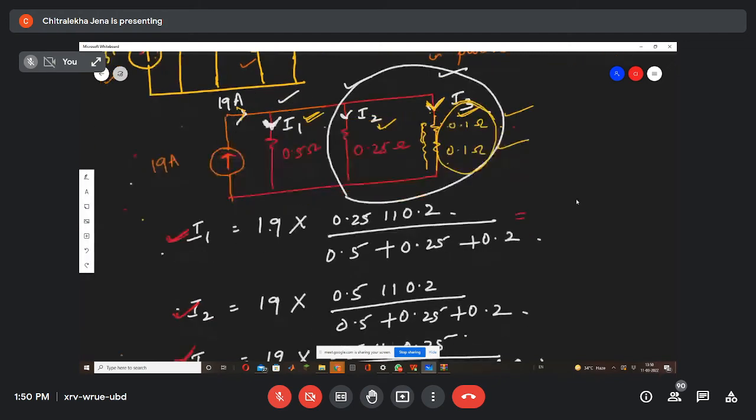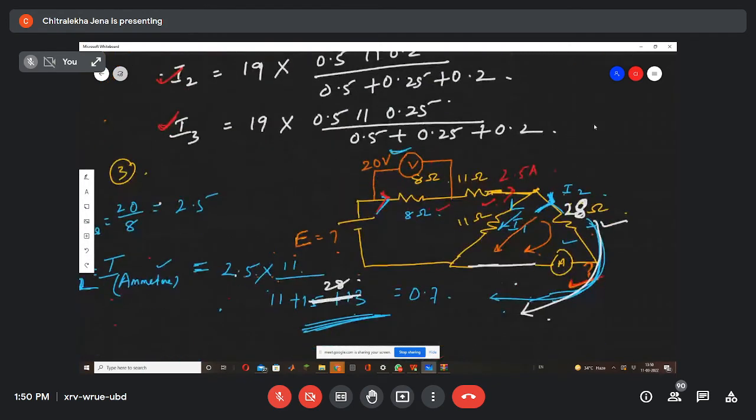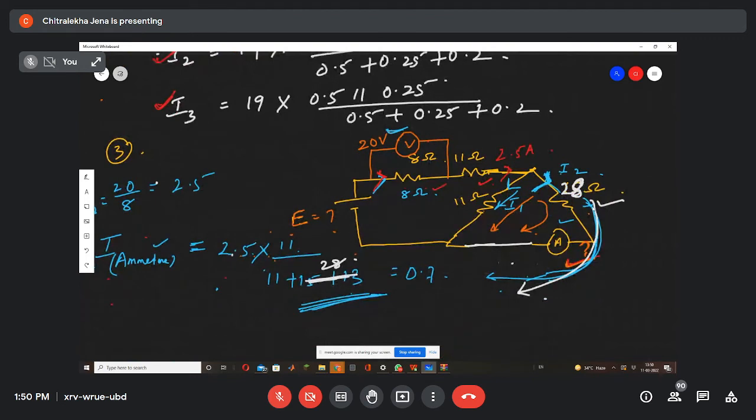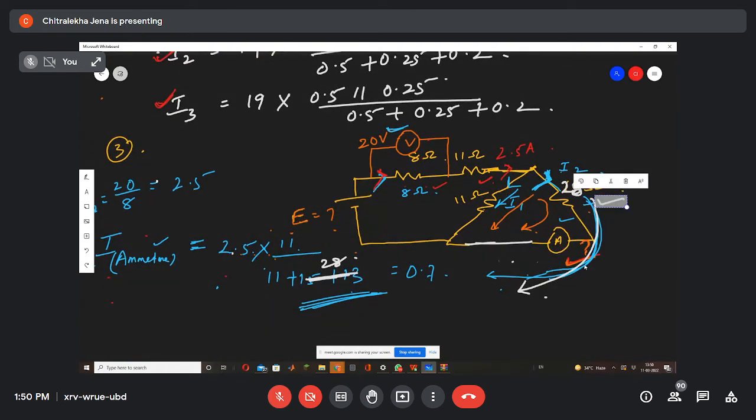Similarly, here I have divided the 28 ohm resistance into 2 parts. One is 15 ohm, another one is 13 ohm. But both are connected in series. So when a current is flowing, it will take into consideration both the 15 ohm resistance as well as the 13 ohm. So what is the total resistance? Both are connected in series. We'll add. How much is it? 28.